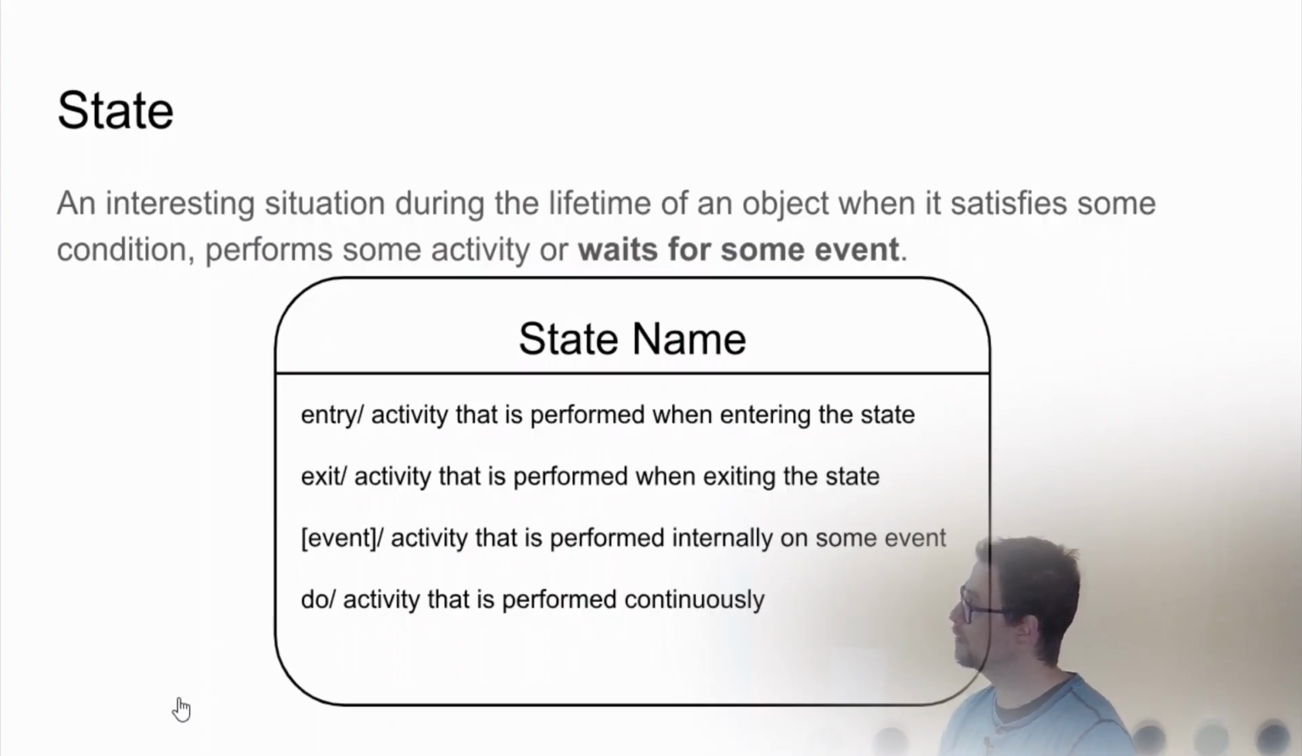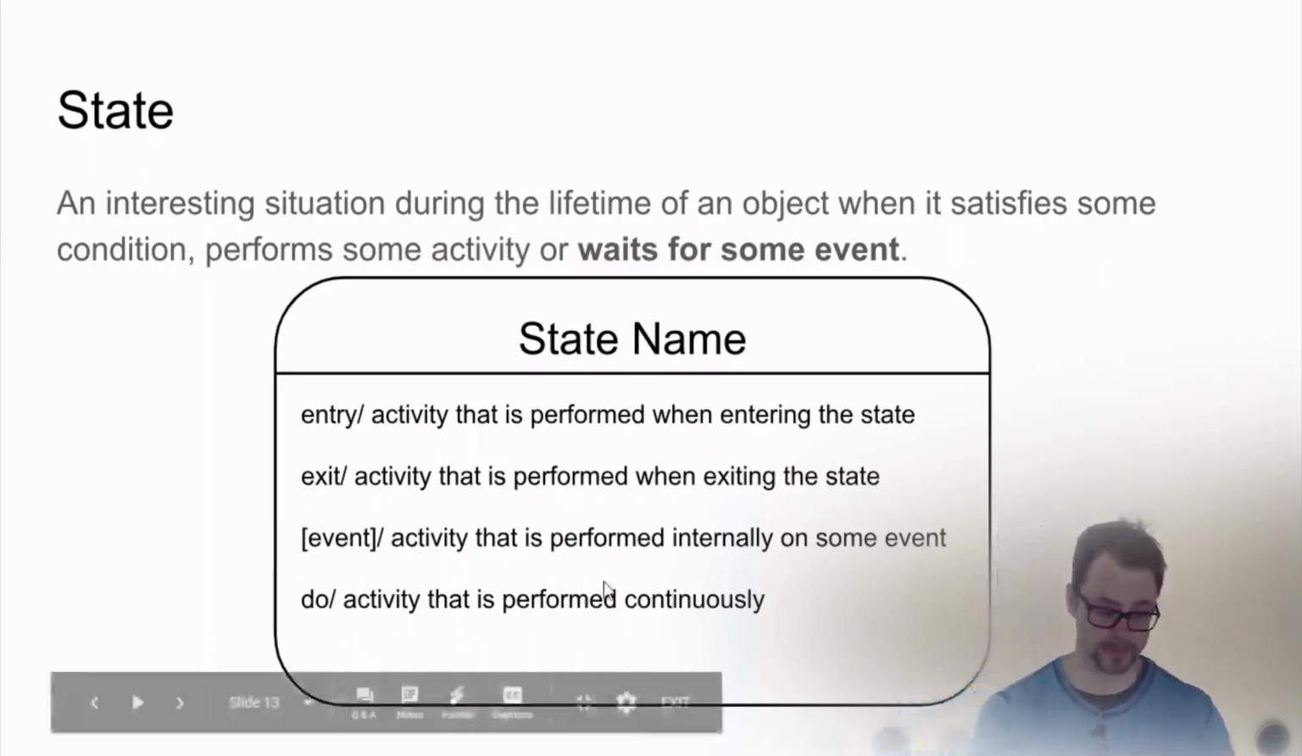When we have a state, we can have an action or an activity that is performed when we enter the state. And we specify that using an entry word. We can do the same for an exit word, so something that should be performed when we exit the state using any transition. We can have internal activities, internal reactions to events in the state, or we can have some activity that we perform continuously in the state also.